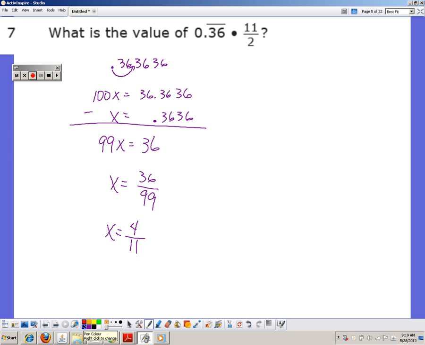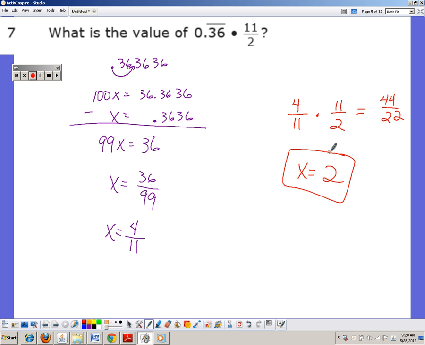Step 2 is now, all we got to do is multiply. So we have 4 over 11 times 11 over 2. Okay? You can either cross simplify or you can multiply it out and then simplify. 4 times 11 is 44. 11 times 2 is 22. That means x equals, simplify 44 with 22. 22 goes to 44 2 times. So the answer is 2.